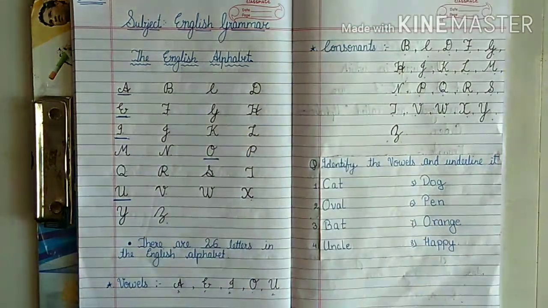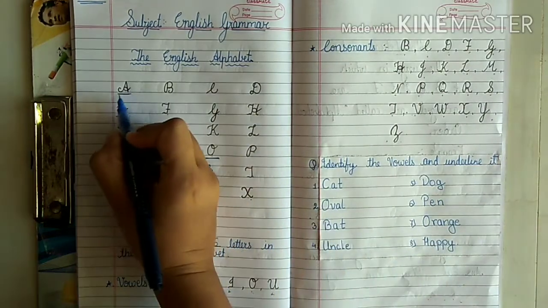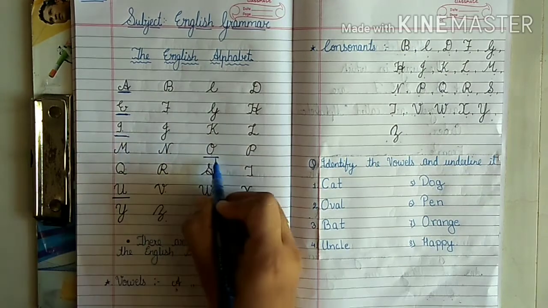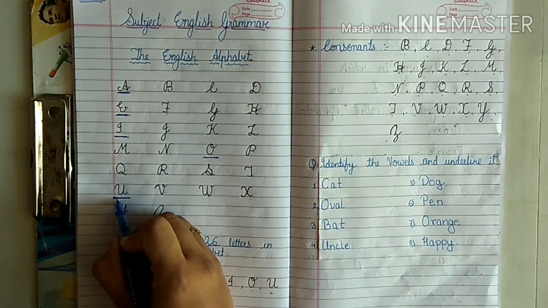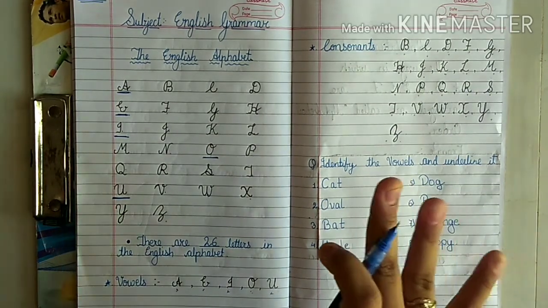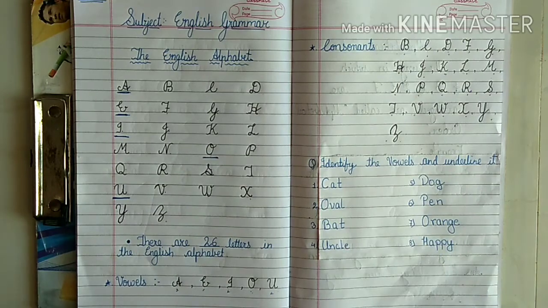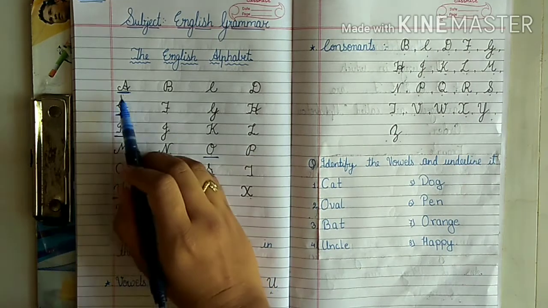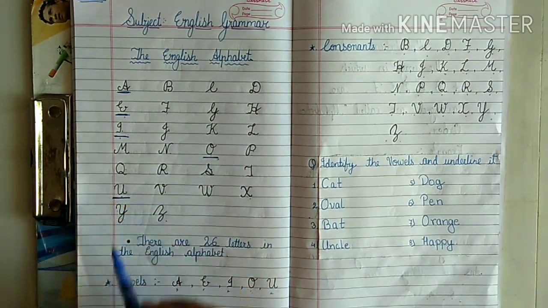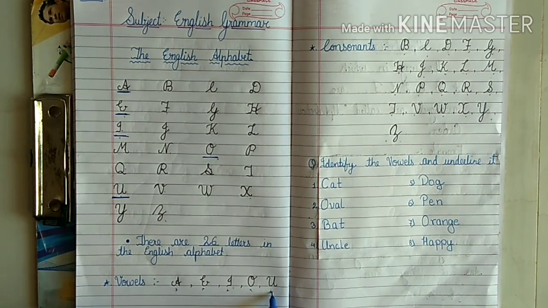Now let us move towards the vowels and consonants. So, which are the vowels? Vowels are A, E, I, O and U. So, these are the vowels. How many vowels are there? 5. Which are they? A, E, I, O, U.